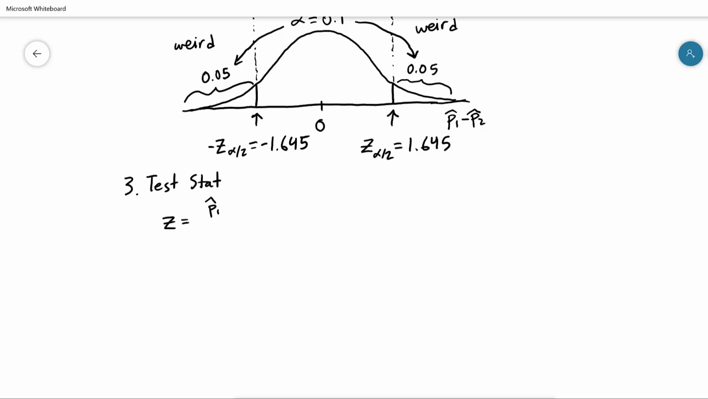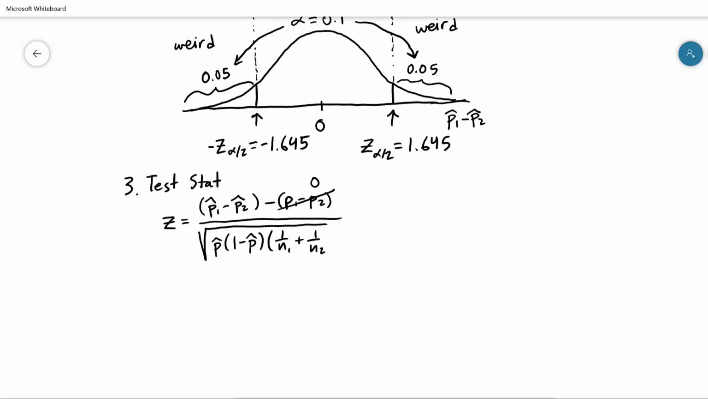It's p1 hat minus p2 hat minus the difference between p1 and p2, which we already know this difference, according to the null hypothesis, is 0. So I'm not even going to bother to include that in the next part of the formula. And then I'm dividing by p hat times 1 minus p hat times 1 over n1 plus 1 over n2, where p hat is the combined pooled proportion that is x1 plus x2 over n1 plus n2.